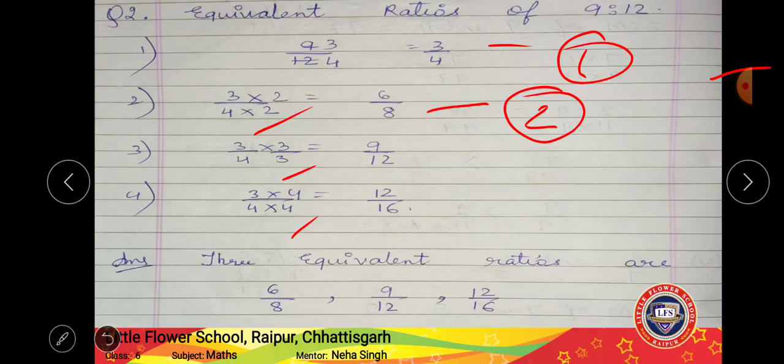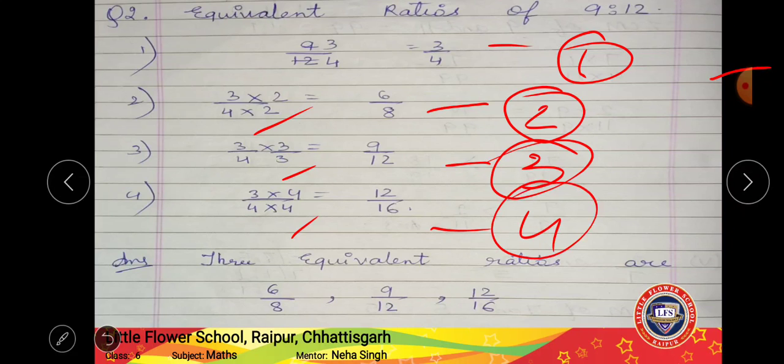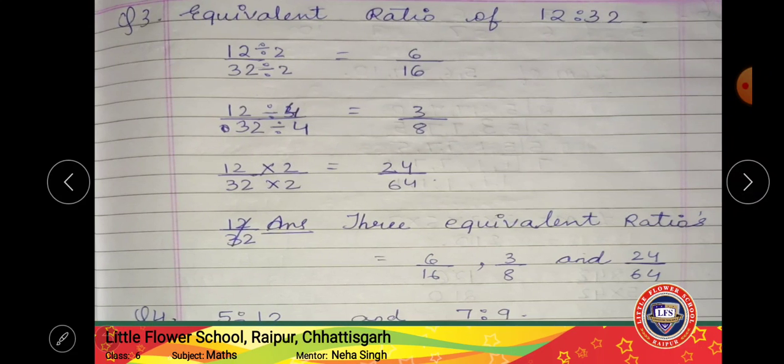Now 3 by 4 multiplied with 3, 9 by 12. This is the third equivalent fraction. And the last one, 12 by 16. Right? So the equivalent fractions are 6 by 8, 9 by 12 and 12 by 16. Understood? So the method to calculate the equivalent fraction is the same. In the third also you need to find the equivalent fraction, right?